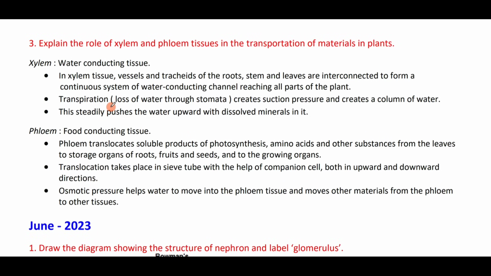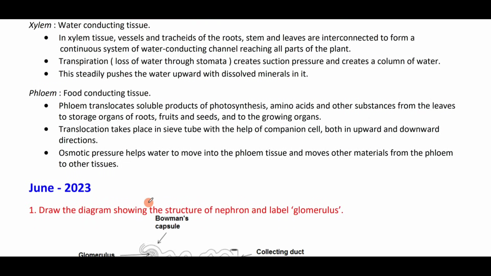Phloem is a food conducting tissue. Phloem translocates soluble products of photosynthesis, amino acids and other substances from the leaves to storage organs of roots, fruits and seeds, and to the growing organs. Translocation takes place in sieve tubes with the help of companion cells, both in upward and downward directions. Osmotic pressure helps the water to move into the phloem tissue and other materials from the phloem to other tissues.